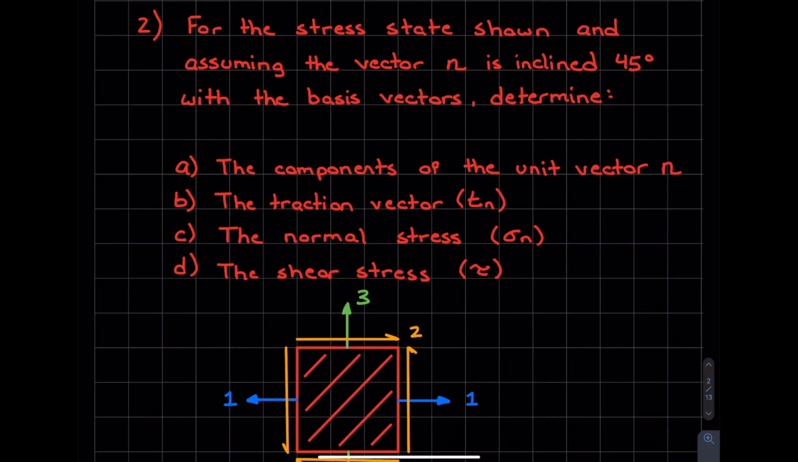So question 2 says, for the stress state shown below, and assuming the vector n is inclined 45 degrees with the basis vectors, determine A, the components of the unit vector n, B, the traction vector, C, the normal stress, and finally D, the shear stress. So this is kind of an all-in-one question where everything that we talked about in the theory is being asked for besides the principal stuff. But don't worry, we'll get to that a little bit later.